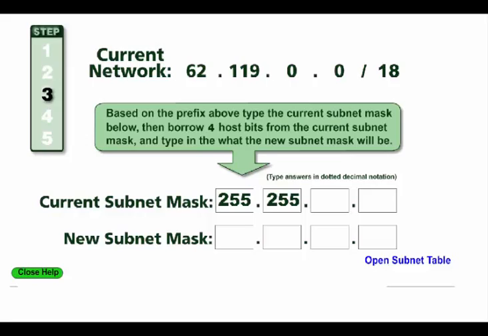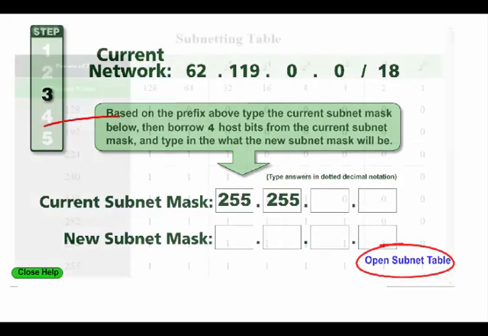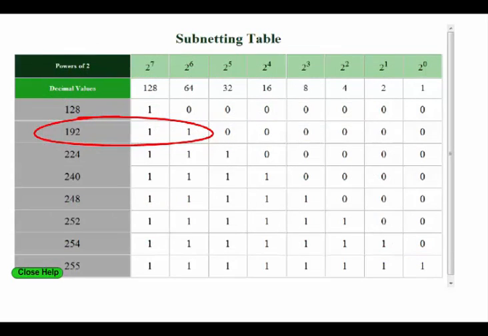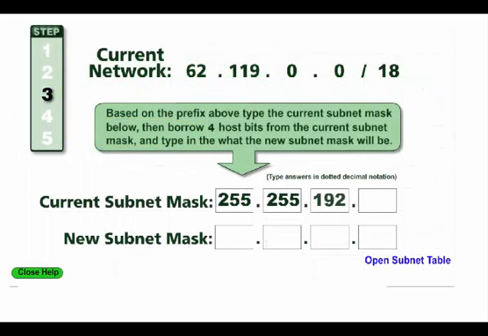Now, let's subtract our 2 8s, or 16, from the prefix number 18 and see what's left over. The answer, of course, is 2. So we need to represent 2 bits as a decimal value in the third octet of the current subnet mask. Again, the subnet mask table comes in handy for this purpose. Open the table by clicking on the link that reads Open Subnet Table, and then look for the row that has only 2 ones in it and see what the decimal value is. In this case, it's 192. That's the number we will type in the third octet of the current subnet mask.